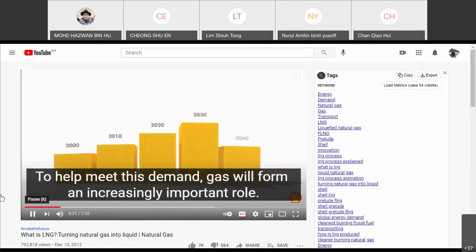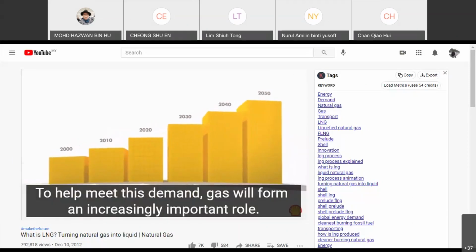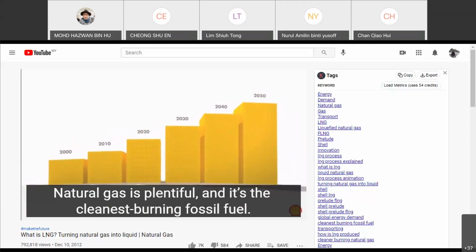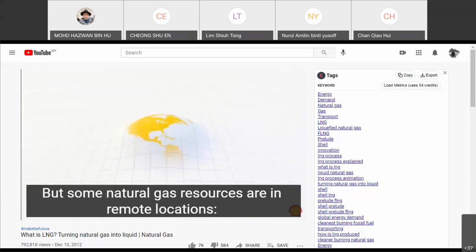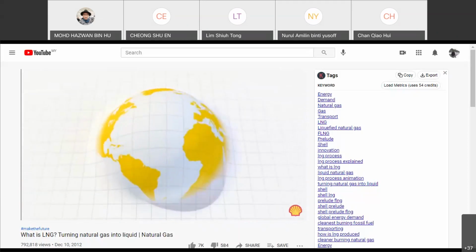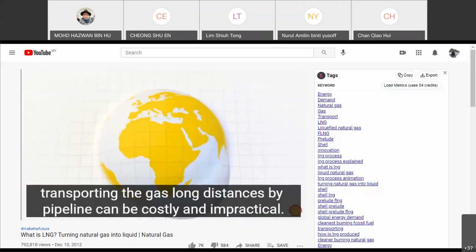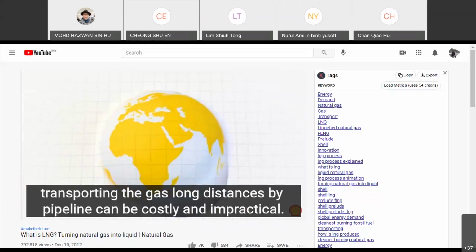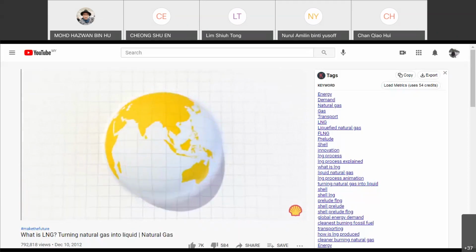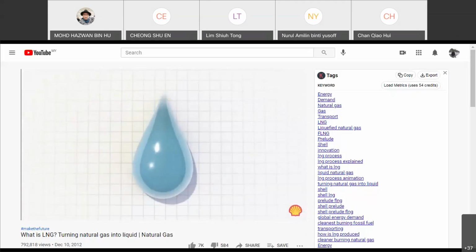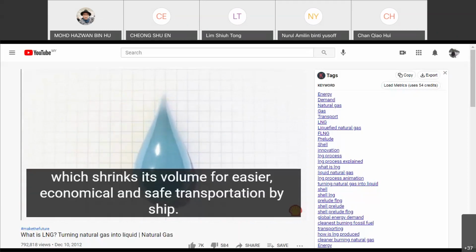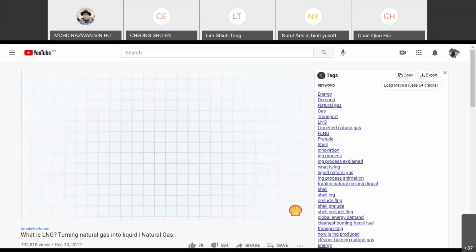To help, gas has an increasingly important role. Natural gas is plentiful and is the cleanest burning fossil fuel. But some natural gas resources are in remote locations. Transporting the gas long distances by pipeline can be costly and impractical. The solution? We liquefy the gas by cooling it, which shrinks its volume for easier, economical, safe transportation by ship.